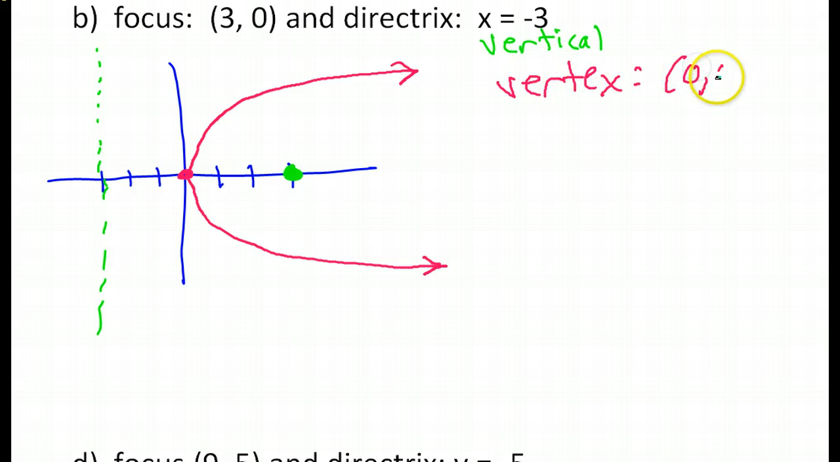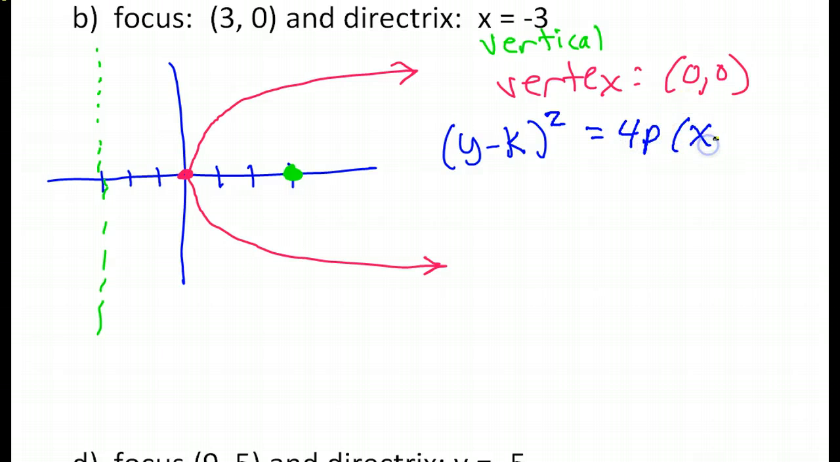is 0, 0. Because it is sideways, once again I'm going to be using the y squared version of this model. So I'm doing y minus h, no, they call it k for the y value. I'm doing y minus k squared is equal to 4p times x minus h. Okay, sideways means y squared.